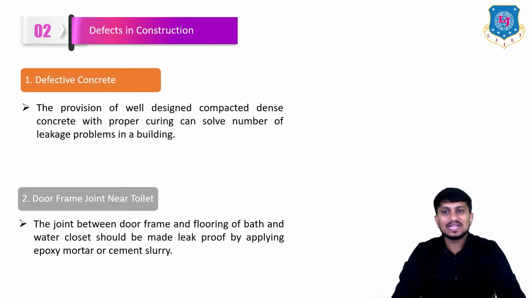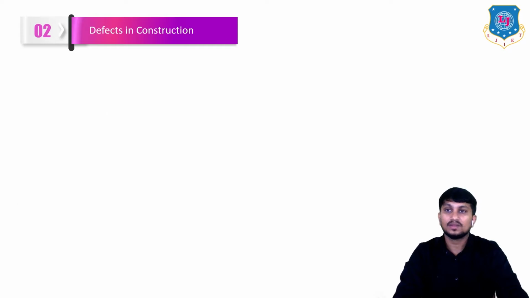Second is door frame joint near toilet. The joint between door frame and flooring of bath and water closet should be made leak-proof by applying epoxy mortar or cement slurry. So the door frame joint near the toilet should be done with epoxy mortar or cement slurry to avoid the water leakage.